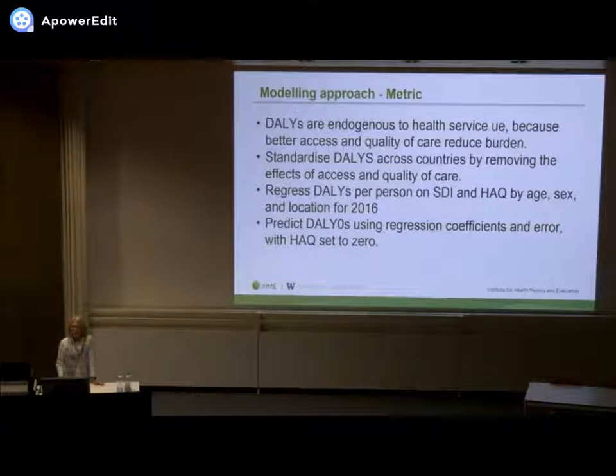To do that, we regress DALYs per capita from the GBD 2016 study on the Socio-demographic Index, the SDI, which is a combination of GDP per capita, educational attainment by the age of 15, and fertility under the age of 25. And we also regress it on the Healthcare Access and Quality Index. We do those regressions for both sexes individually and by age group.